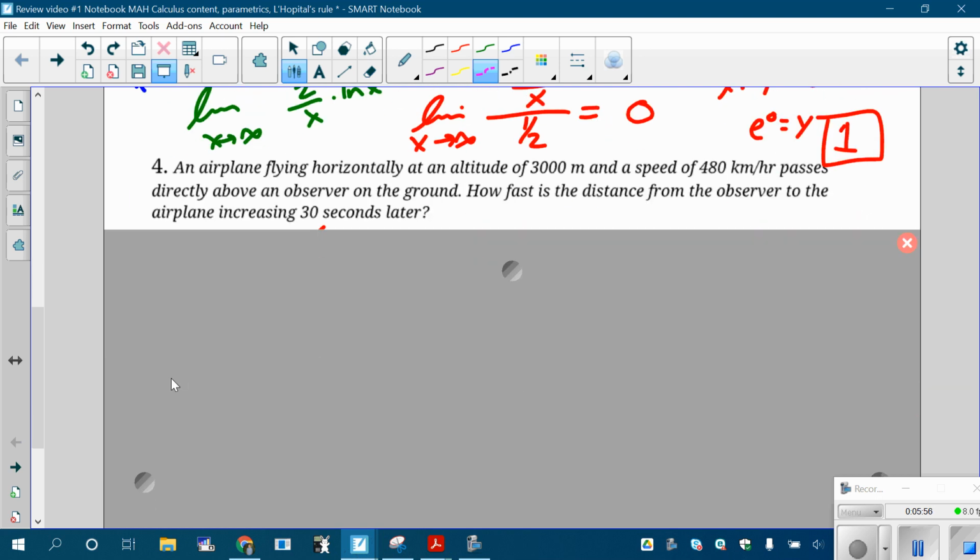Good old-fashioned related rates. Okay, so let's read this real quick. The airplane is flying horizontally at an altitude of 3,000 meters and a speed of 480 kilometers per hour. It passes above, or passes over an observer. How fast is the distance from the observer to the airplane increasing 30 seconds later? Okay.